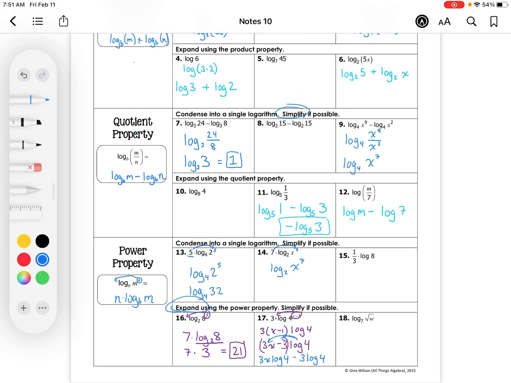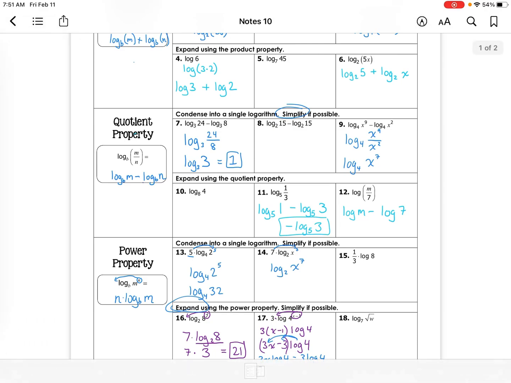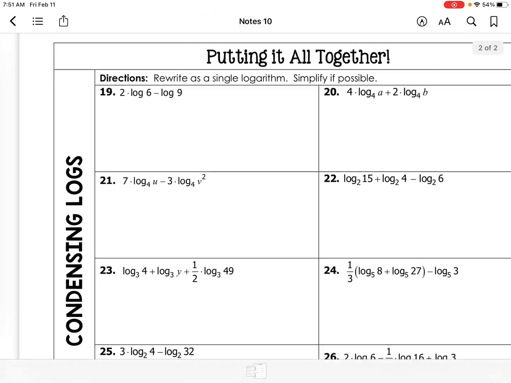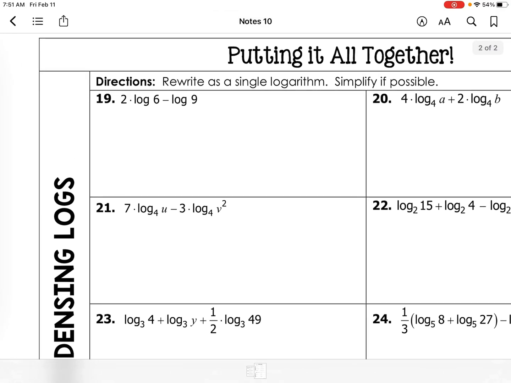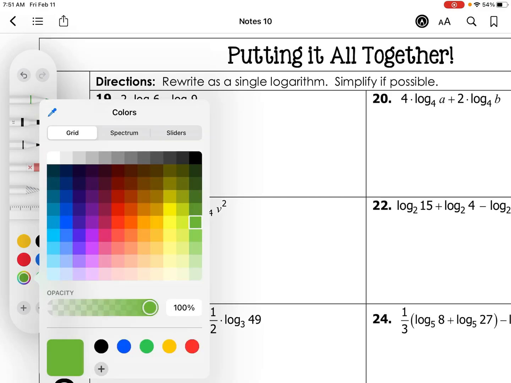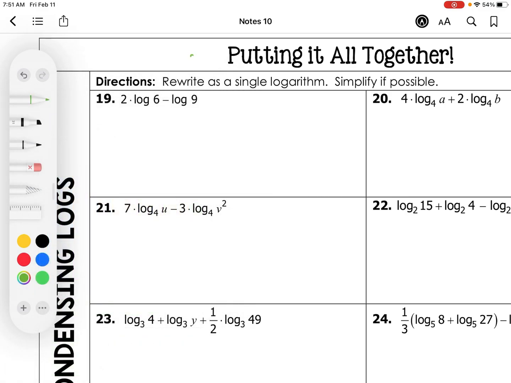All right, let's put everything together. Let's do some examples where we have all 3 of these properties together. Okay, now on the back we're going to condense. So going ahead and condensing, we're going to put this into a single log at the end.